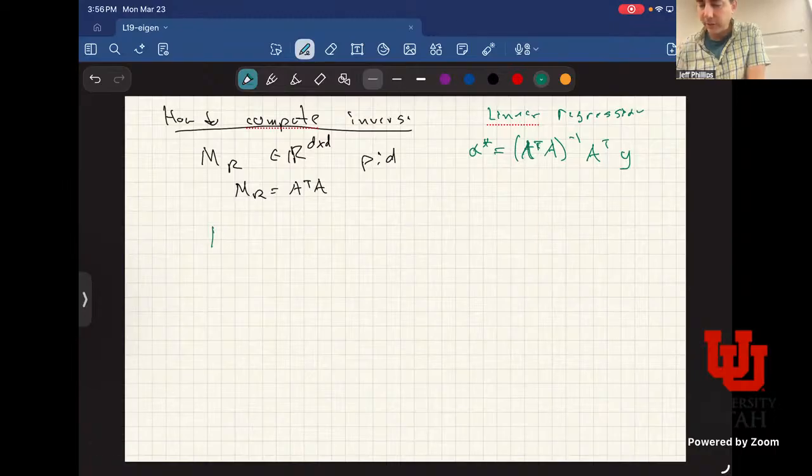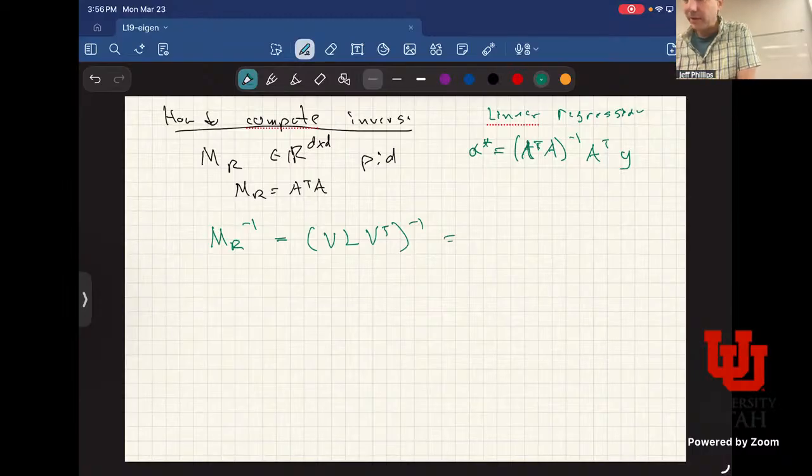Okay. And so if we write MR inverse, I can use the eigen decomposition inverse. And this is equal to V inverse L inverse V, because when you do the inverse, you flip everything, so you do the inverse here, and I have to take the inverse of each individual term.